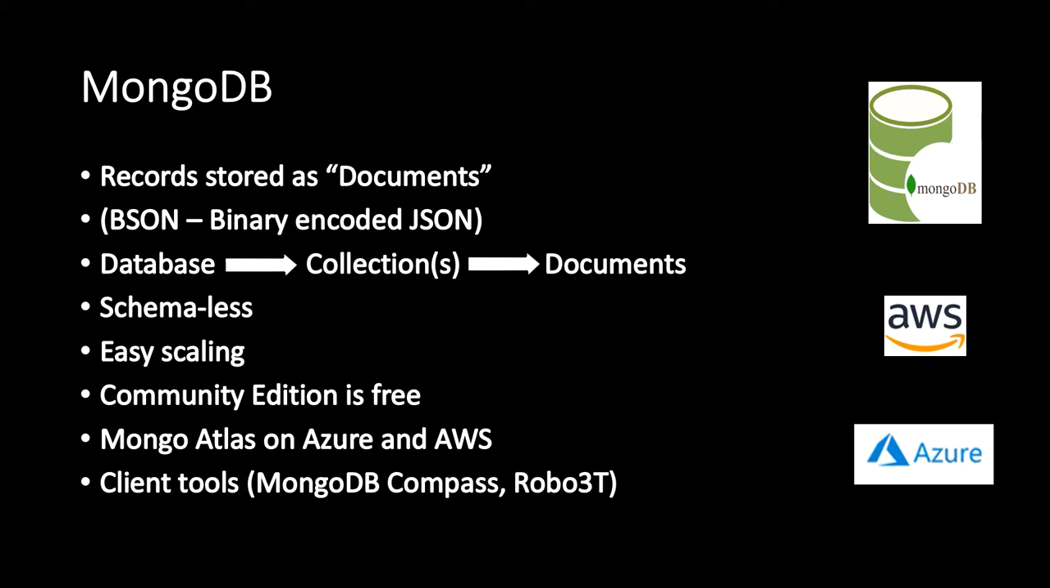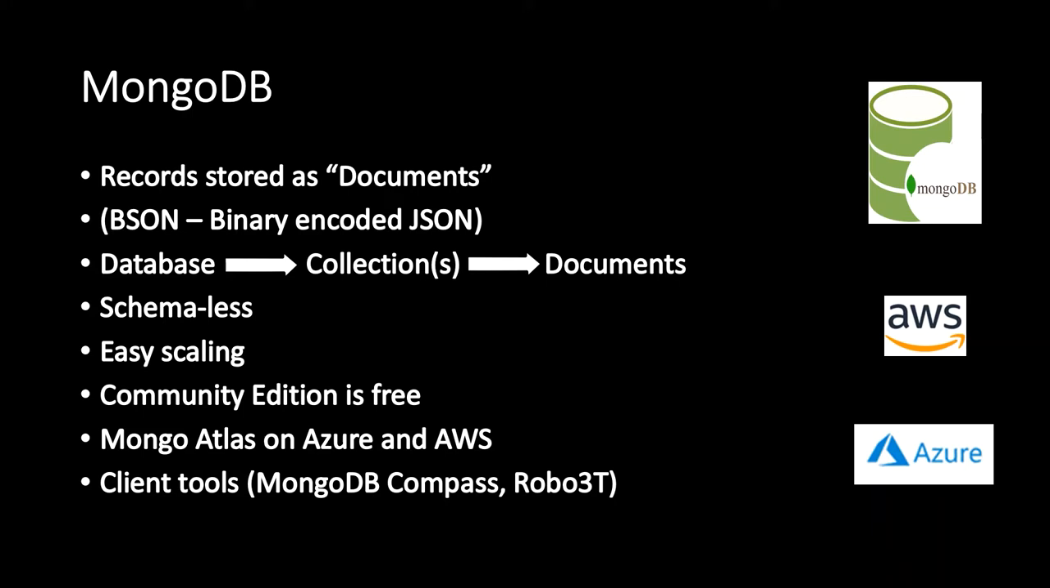MongoDB stores these documents in BSON format, which is binary encoded JSON. All that is, is documents are objects, and they are represented as JSON objects when they are deserialized. But when they're serialized to disk and stored in memory, they're converted to BSON, which is all it is, a binary encoded JSON. MongoDB is schemaless, which is pretty much what we just shared regarding the documents not having a set schema.